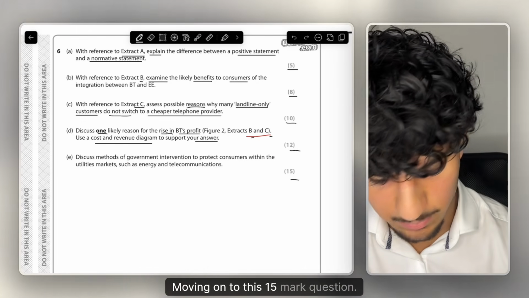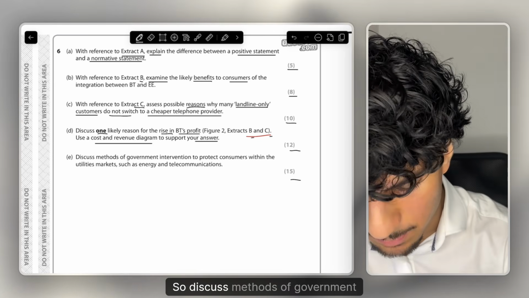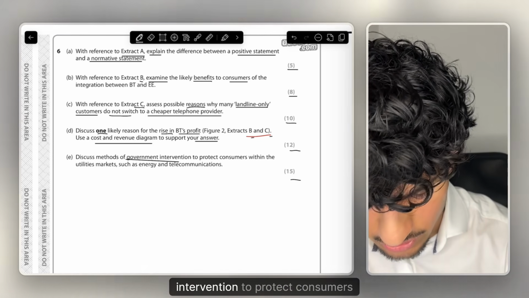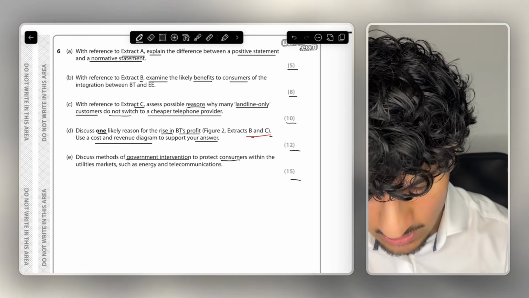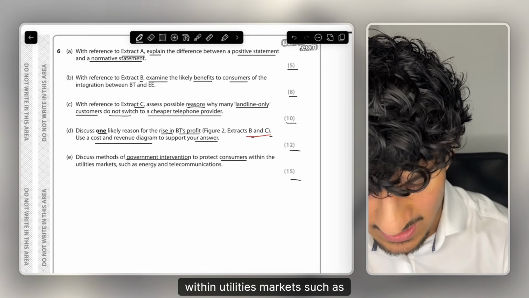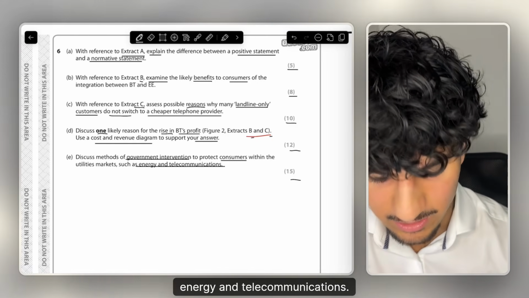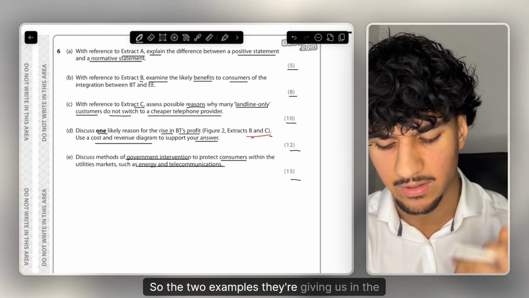Moving on to this 15-mark question. So, discuss methods of government intervention to protect consumers within utilities markets such as energy and telecommunications. So the two examples that are given to us in the extract.